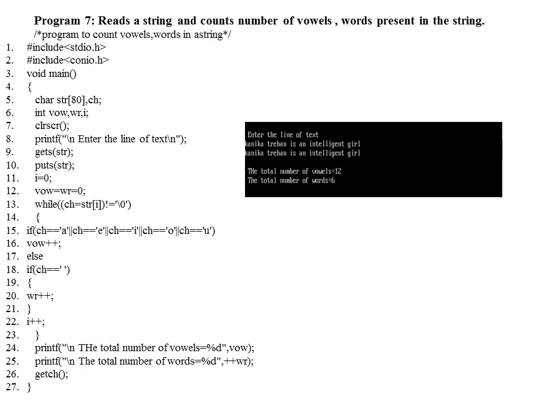Kanika Trehan is an intelligent girl. Now, the main point is that in the end, you will simply display VOW and WR. You are printing the line in line 24 and line 25, but the new point to learn is that in line 25 you are displaying WR with an increment operator, ++WR. You need to think about this.